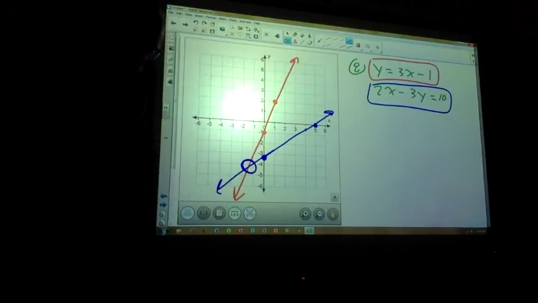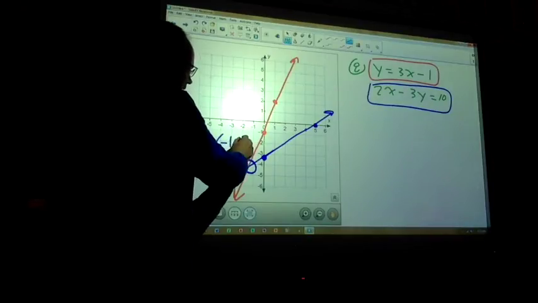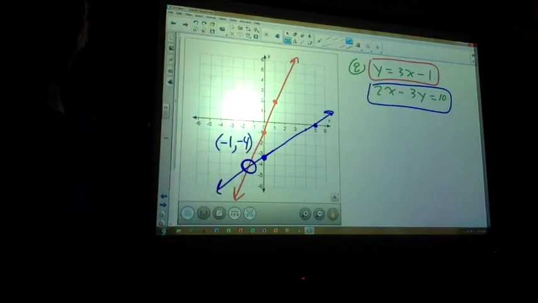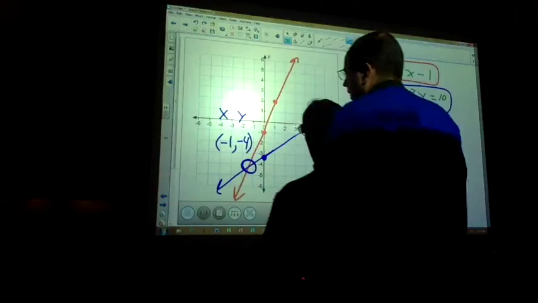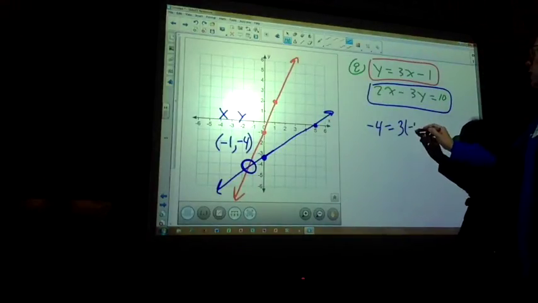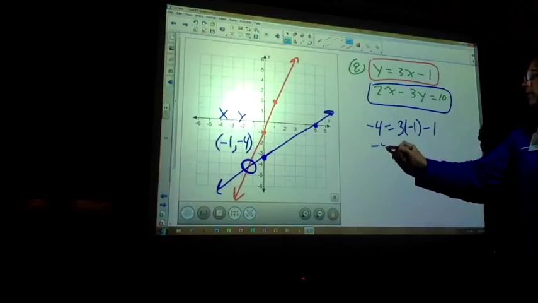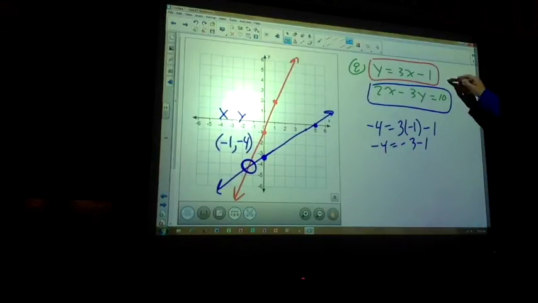What did you guys get for an intersection? Negative 1, negative 4? That might be right. I didn't check. That appears it could be right, but we should check it. So that's my x and y value. If we plug them in, I'm going to get negative 4 is equal to 3 times negative 1 minus 1. Negative 4 equals negative 3 minus 1. Is that true? So it works there.